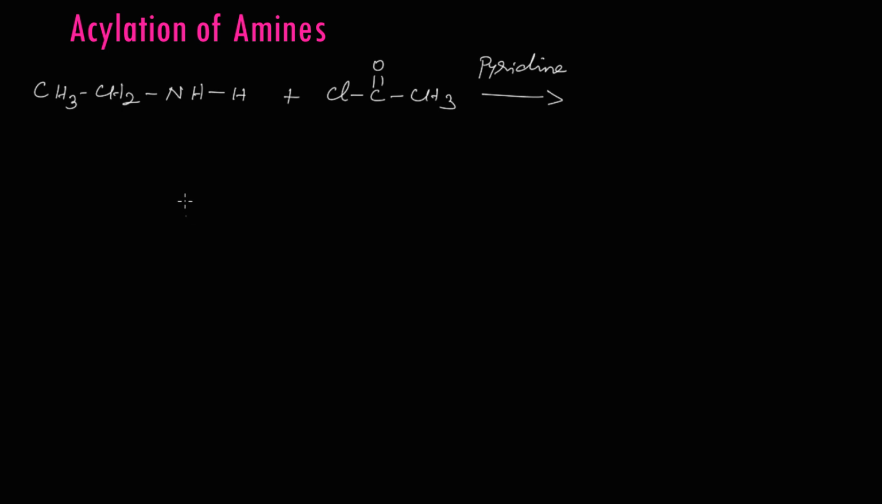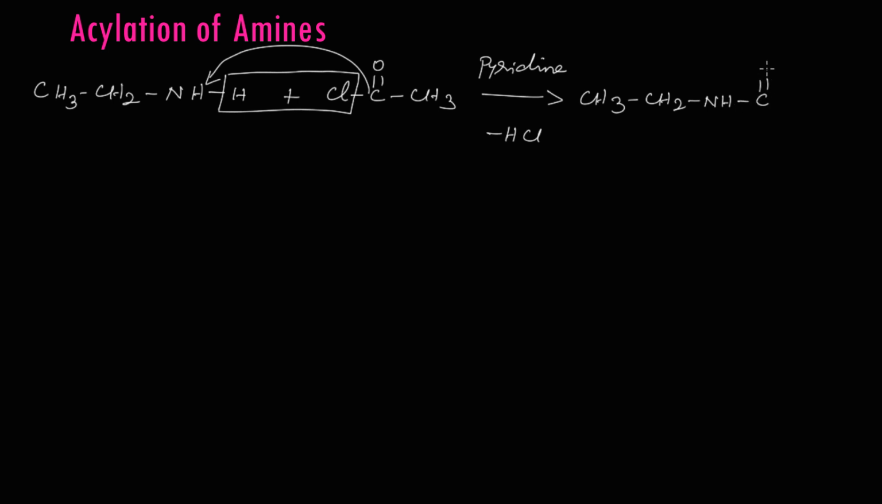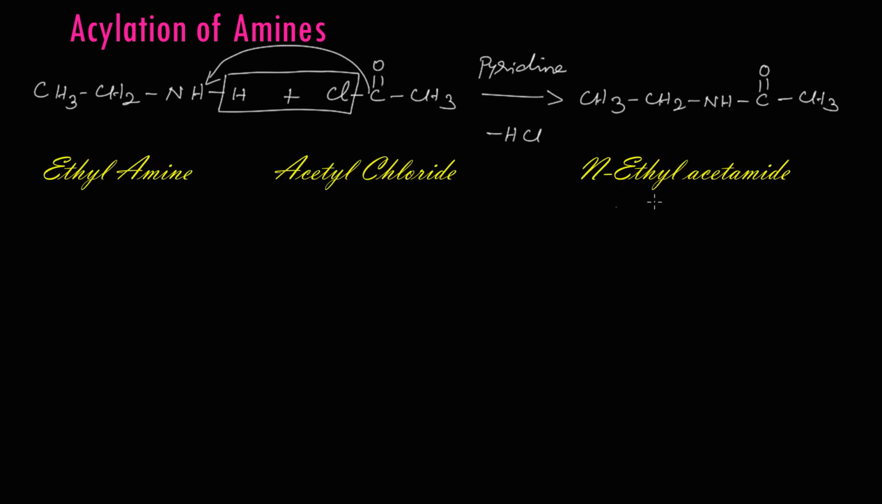What happens during the reaction? The hydrogen from the amino group and the chlorine from the acetyl chloride will leave as HCl. The remaining, this carbon will get attached to this nitrogen. So we get CH3, CH2, NH, C double bond O, CH3. The name of this compound is N-ethyl ethanamide.